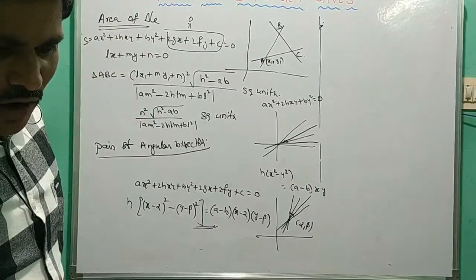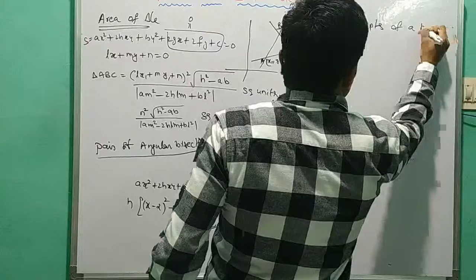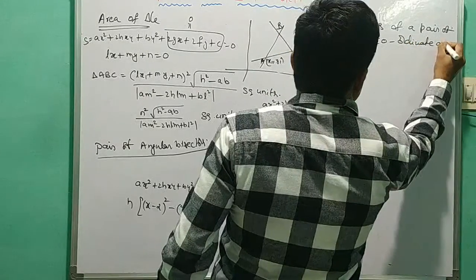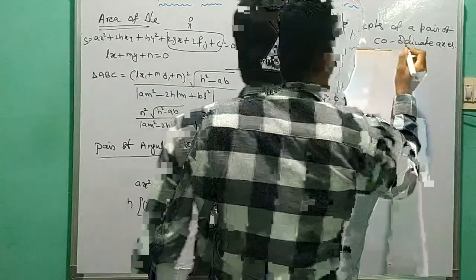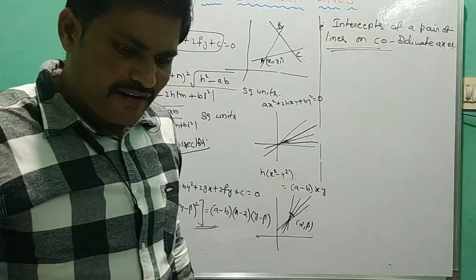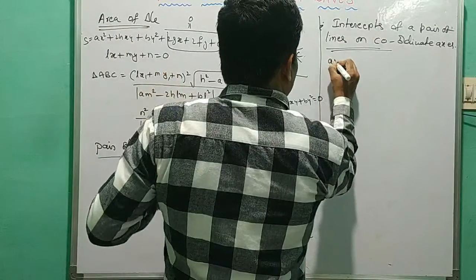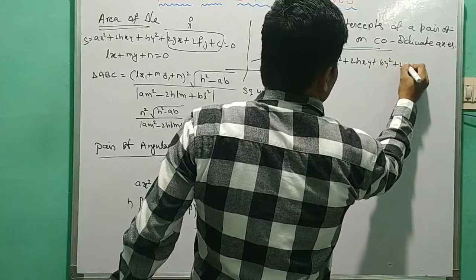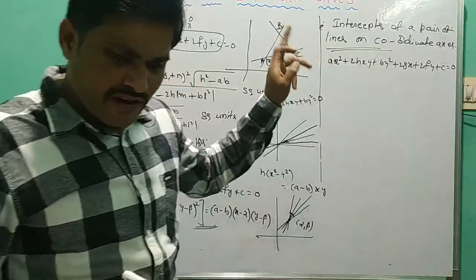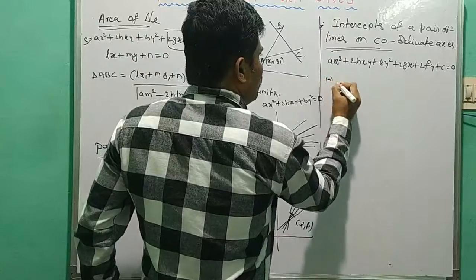Intercepts of a pair of lines on coordinate axis. Here, to find the length of the intercept made by the pair of lines, the pair of lines can be taken as ax square plus 2hxy plus by square plus 2gx plus 2fy plus c equal to 0. Now here we have to take the second degree non-homogeneous equation. Here, the length of the intercept made by the pair of lines on the x-axis. We have to take it on the x-axis.